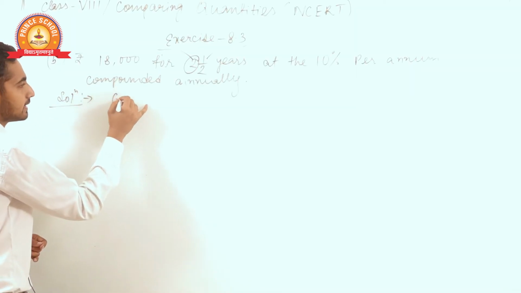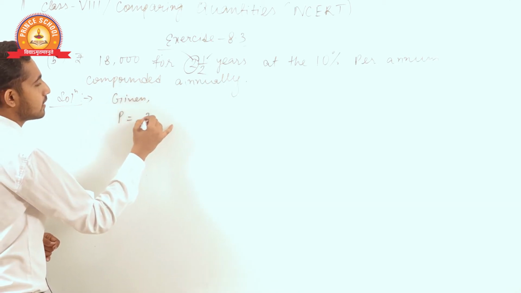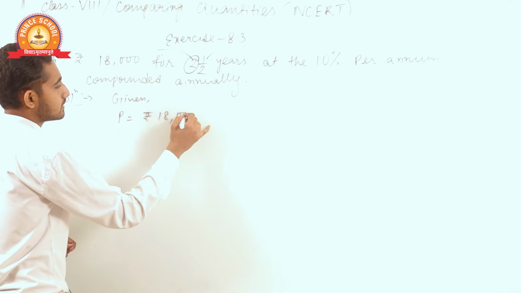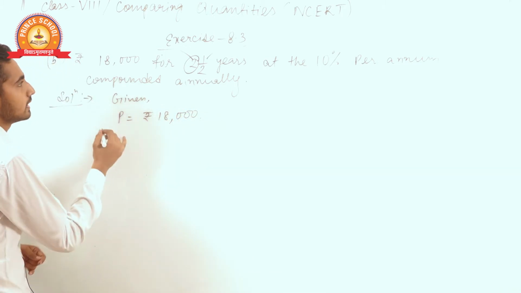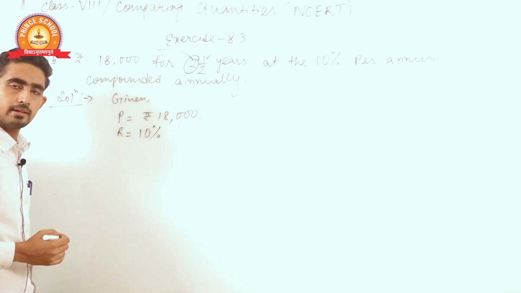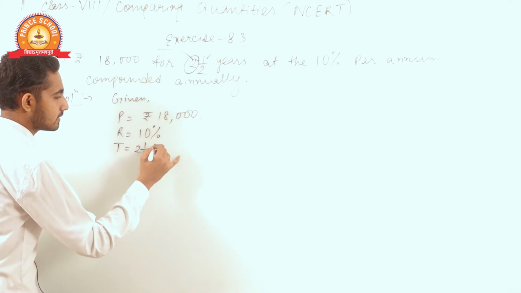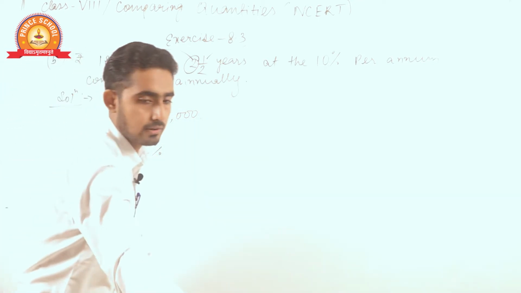First, we have to write down the given in each and every question. So P is equal to given rupees 18,000. Next, R is equal to given 10%. T is equal to given 2.5 years. Sorry, that is 2.5 years.